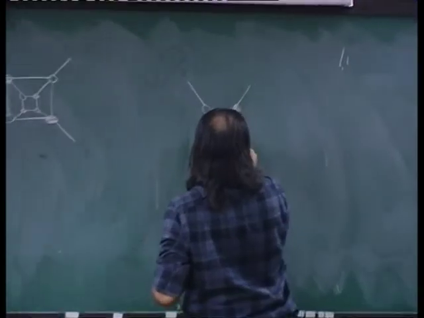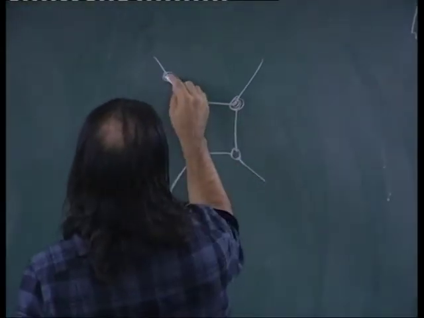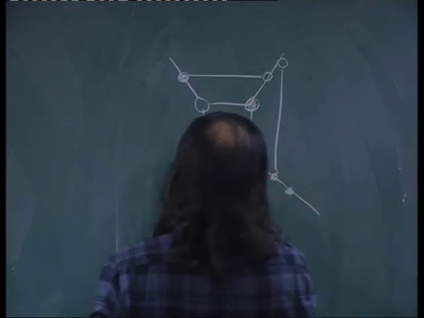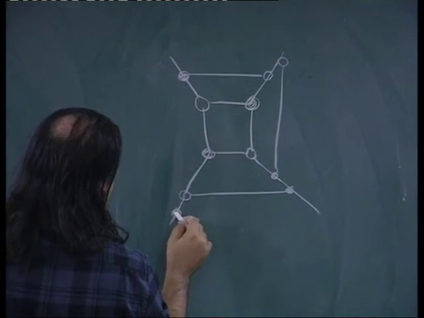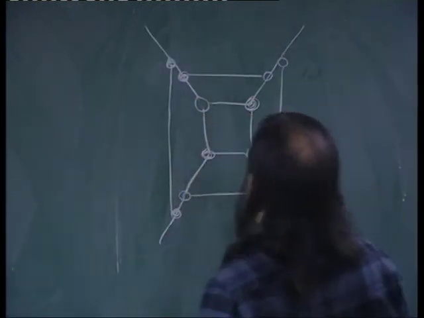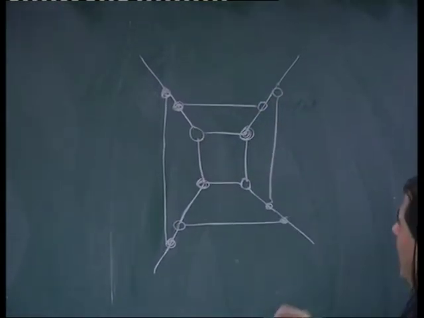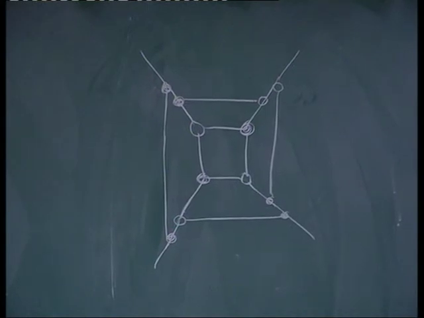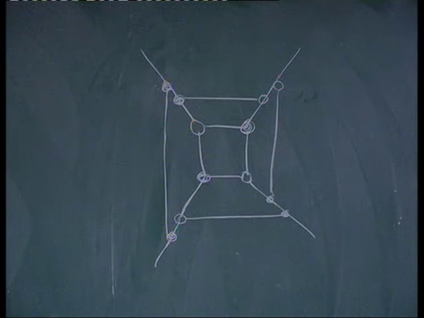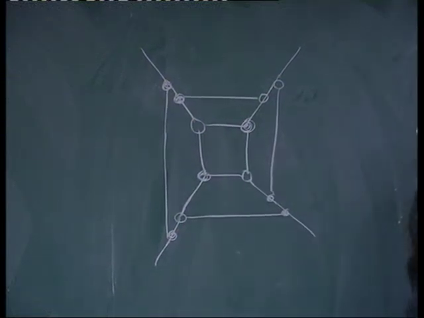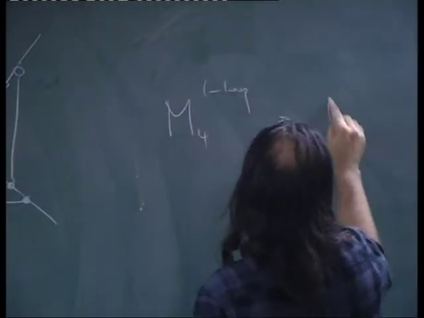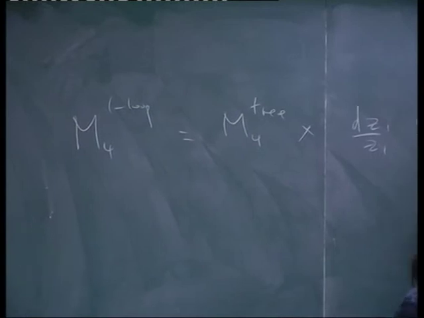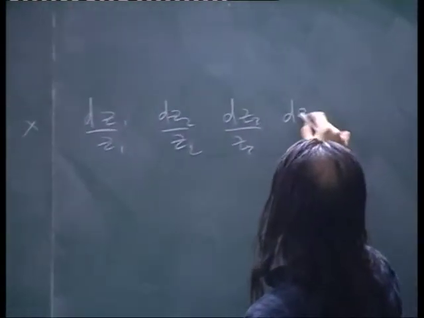This is showing that the loop amplitude is actually four BCFW shifts, one after the other. I start with the tree amplitude, then I shift that guy, then that guy, then that guy, then that guy, and I get the loop amplitude. Now remember, the measure for each one of these BCFW shifts was just dz over z. So this is telling you something amazing: the four-particle one-loop amplitude is equal to the four-particle tree amplitude times, in these variables, just dz1 over z1, dz2 over z2, dz3 over z3, dz4 over z4. 30 years, right?